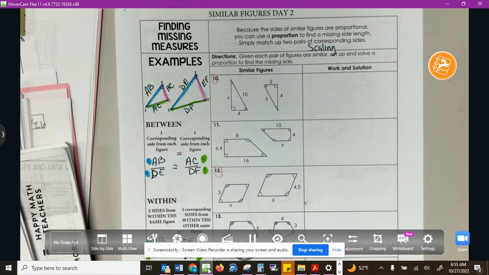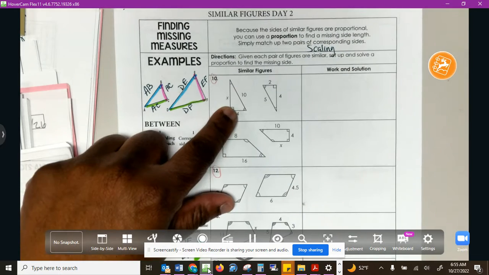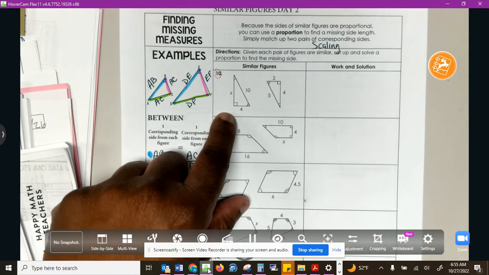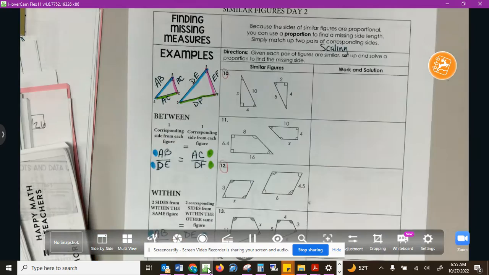Okay, this is part two where I'm just going to go over a few of the examples. So when we look here at number 10, because part one covers the within and between, we see that the triangle looks like it's rotated.